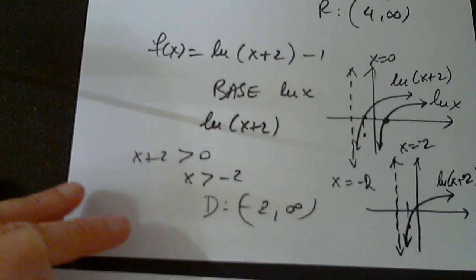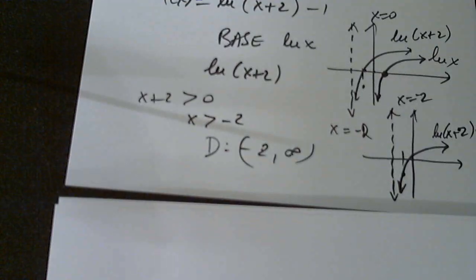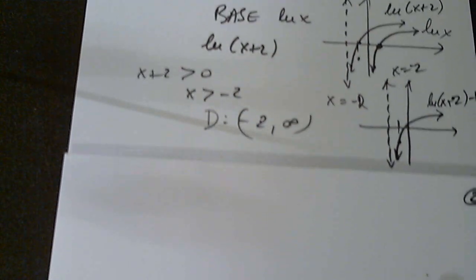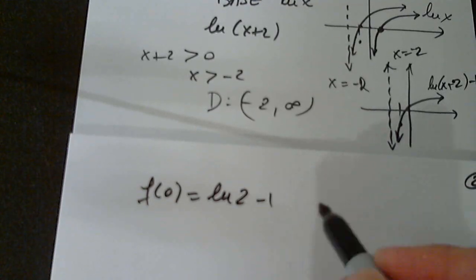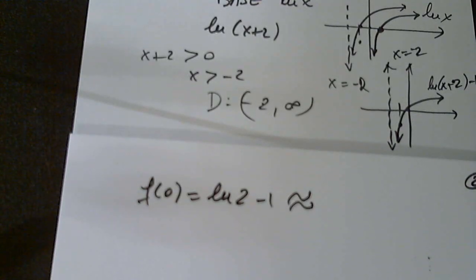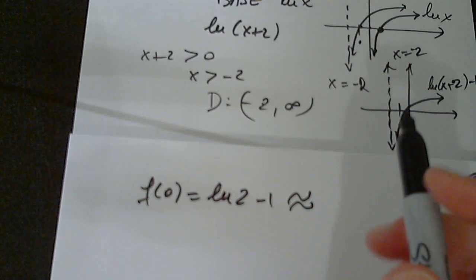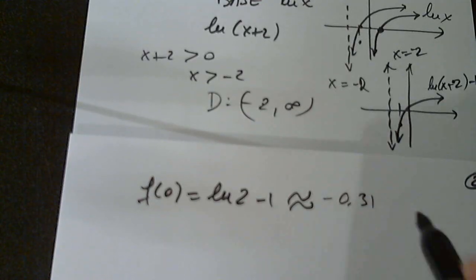Not a big deal. I can find the x and y intercepts algebraically. I already know how. So f of 0 is natural log 2 minus 1. And I have to approximate this because I don't know what that is. So with the calculator, natural log 2 minus 1. So negative 0.3, negative 0.31.